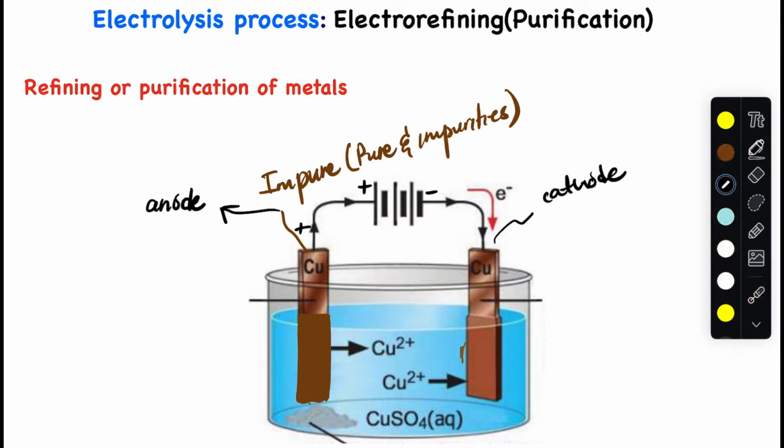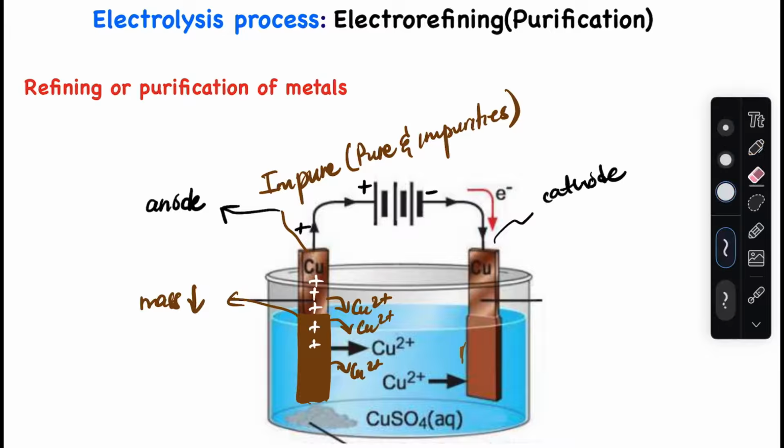Okay, let's start with that. As it releases the electrons, it becomes positively charged. As it becomes positively charged, the copper ions are corroding into the water, right? As the copper ions corrode into the water, there is a mass decrease. It's going to decrease its mass, and some of the impurities will fall to the bottom of the tank.